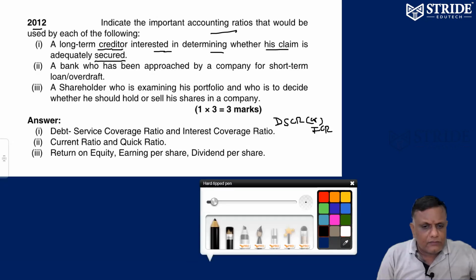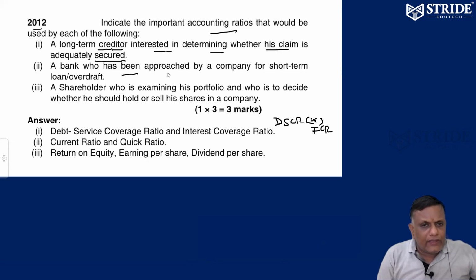Next one. A bank was approached by a company for short-term loans and overdraft. Generally, the bank people will always ask the company, sir, please prepare your current ratio. Please prepare your quick ratio. Based on that, we are ready to give loans to you.